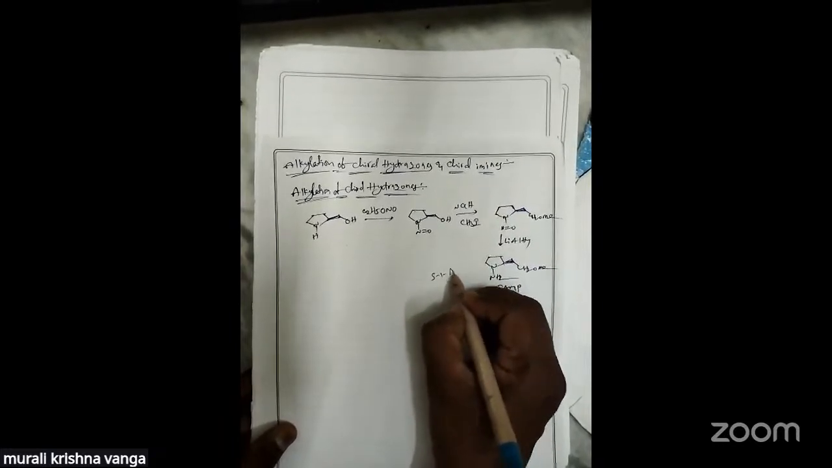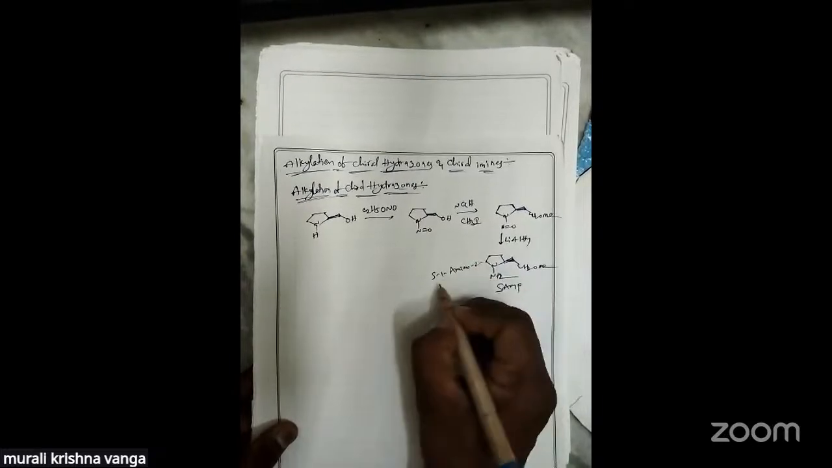1-amino-2-methoxymethyl pyrrolidine. This is called SAMP.